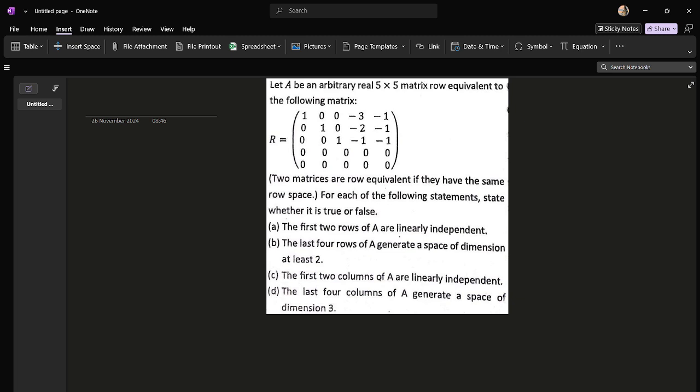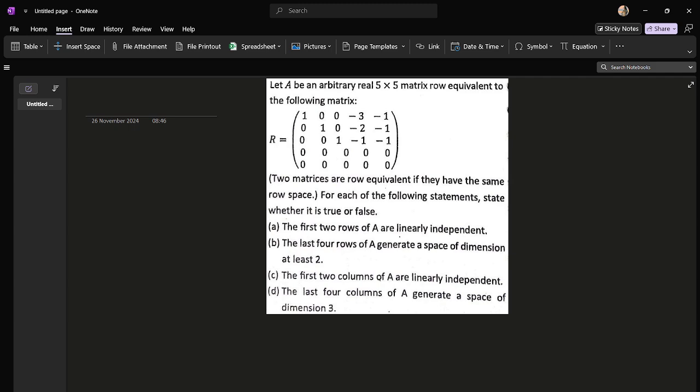So this question is from the year 2021. The question says, let A be an arbitrary real 5 cross 5 matrix row equivalent to this matrix. Two matrices are row equivalent if they have the same row space. We all know that. So the row space of the two matrices will be the same. For each of the following statements, state whether it is true or false.